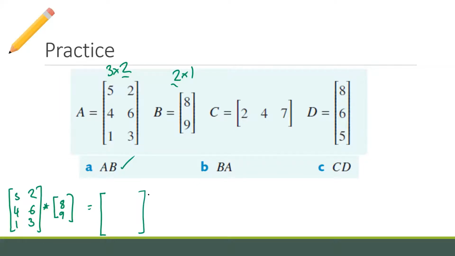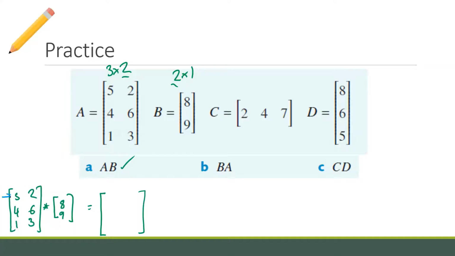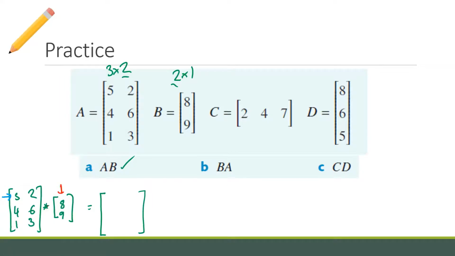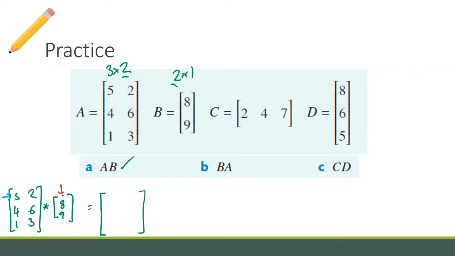Okay, first thing I'm going to do is multiply this row by this column. So if I multiply that row by that column, I get 5 times 8. Then I'm going to keep running along this column. The next one I run to is 2, and 2 times the next one down in this column is 9. So 2 times 9.